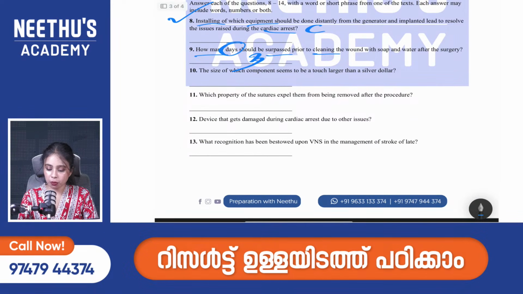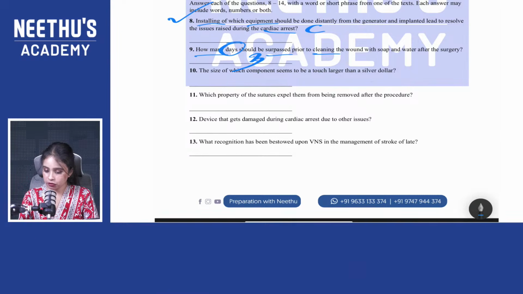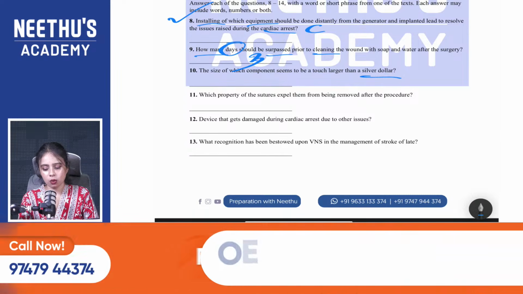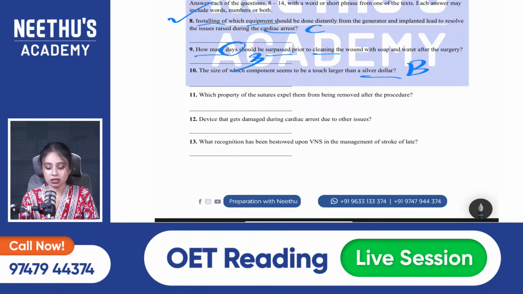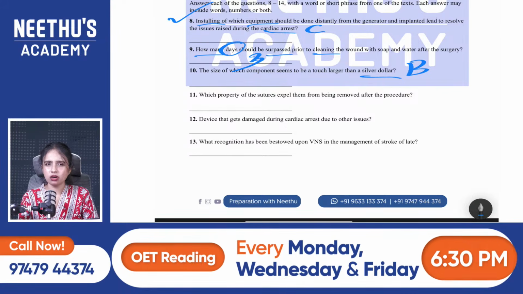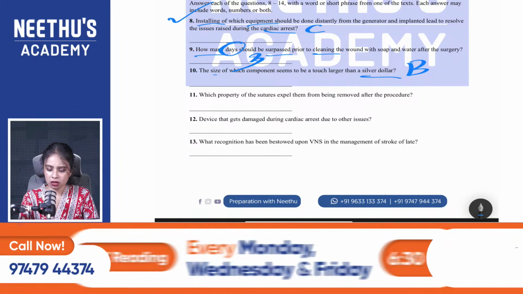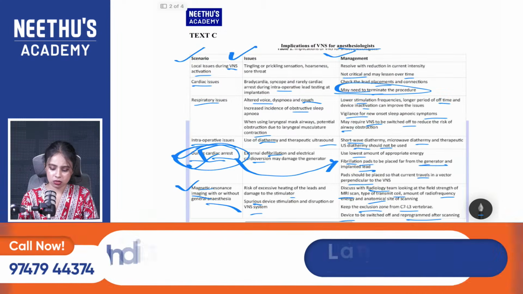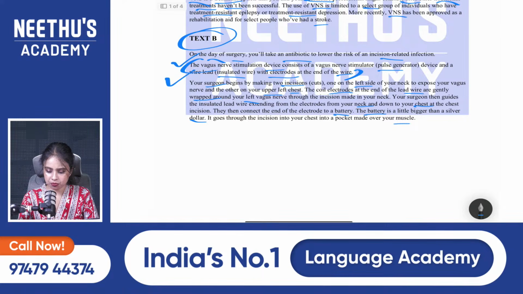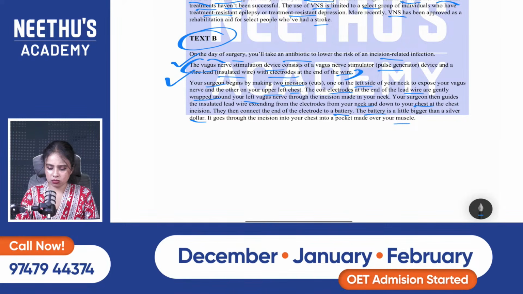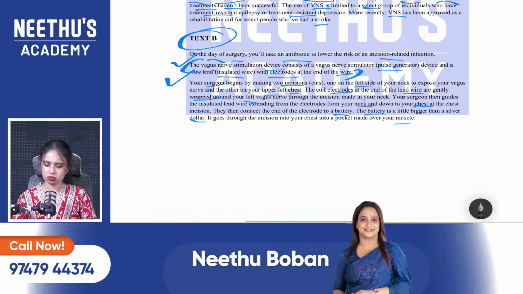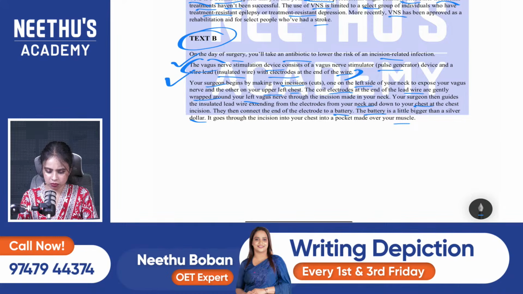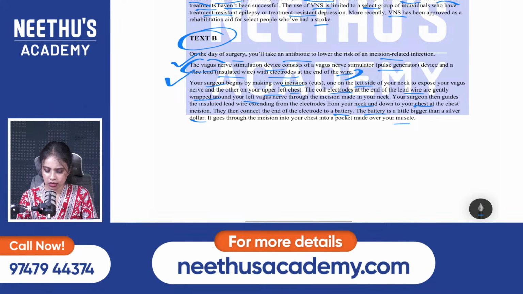10th one, the size of which component seems to be a touch larger than a silver dollar? Again, silver dollar, I've seen this word in text B, I think. Okay, text B, because I've noted that word, silver dollar. And silver dollar is connected to size larger silver dollar. So I think it's in text B, somewhere here. Not in text B. I've seen such a word here. Somewhere here. Your surgeon then guides.